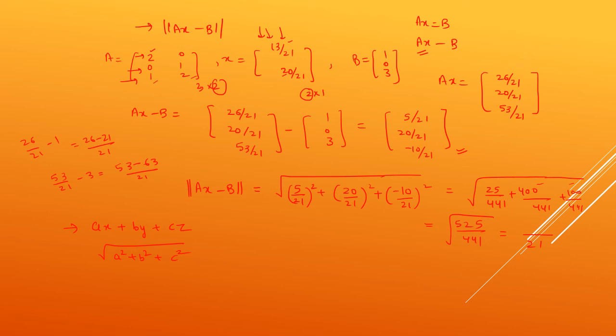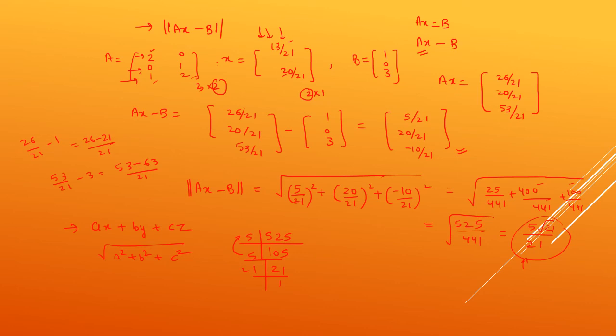Now for 525 you can simply solve it, right? 5 fives are 25, 5 fives are 25, 21 times 25 is 525, and this 21 cannot be broken down into pairs, so the answer is 5 root 21 by 21, right? So this is your answer, or you can solve it into a simpler form by solving the square root of 21.